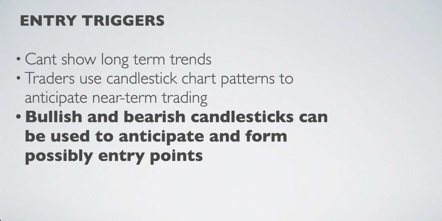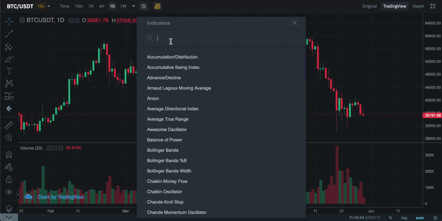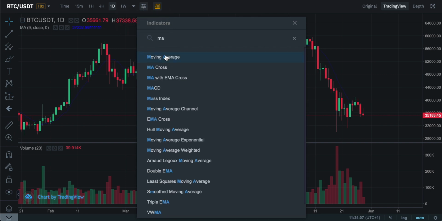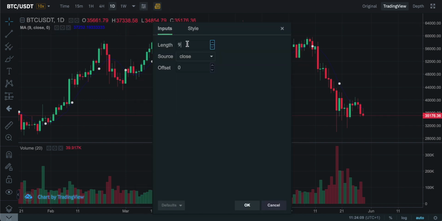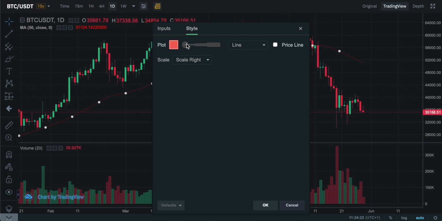To use candlesticks further, you may want to add in some other patterns. At the very least, you may want to add a moving average, and this will actually give you much more data about how a price is moving. I'll show you the 50-day moving average right here, and we can use it in conjunction with a candlestick to give us much more information.